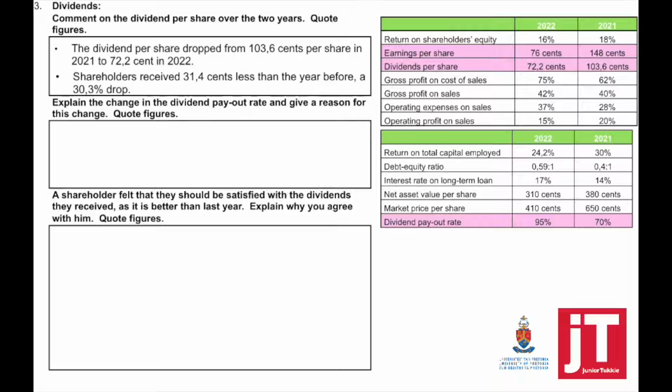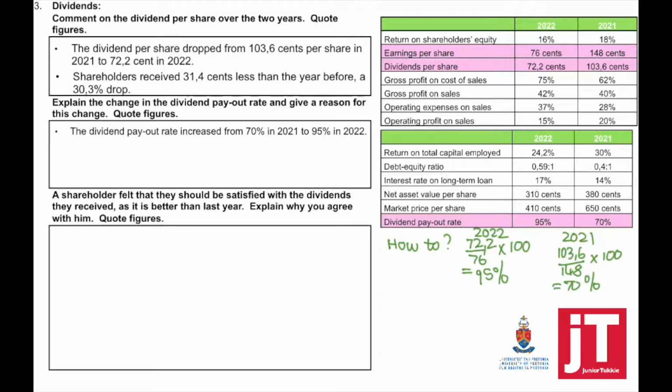Explain the change in the dividend payout rate and give a reason for this change. So when we're looking at the dividend payout rate, it means that we're looking at how much funds did we retain of our earnings and how much did we pay out in dividends. So this is a calculation that you need to do first. How do we calculate this?